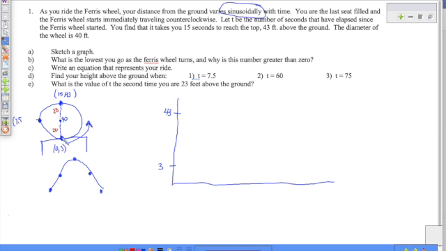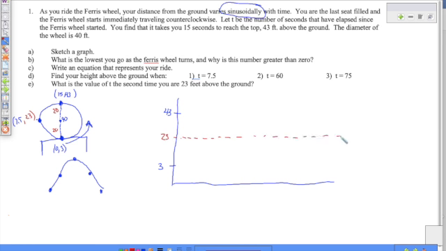So if I was 3 feet when I started and then I traveled a radius in height, well then this height right here, this altitude, is 23 feet. And then I would travel another 20 to get to the 43. All right, so I just found my midline is 23. So I'll put that on here.